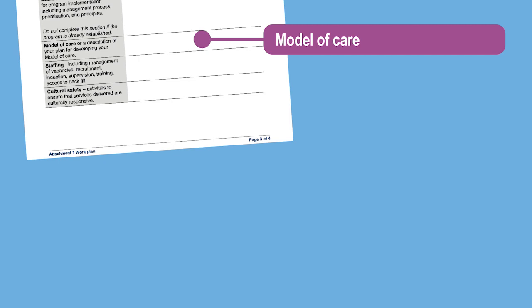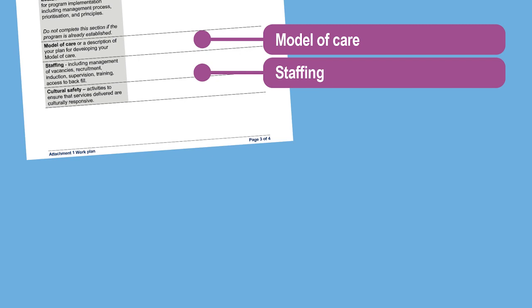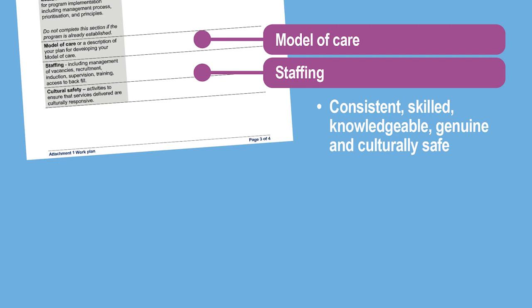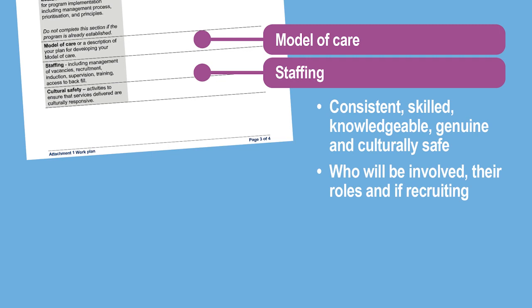Model of care is the description of what will be taking place. The delivery of sustainable rural primary care services relies on the recruitment and retention of a stable workforce that is consistent, skilled, knowledgeable, genuine, and culturally safe. The staffing section is where you can detail the roles of all staff named in your roles and responsibilities section and how they will be supervised, to list any additional training, and if required, detail the plan for backfill.